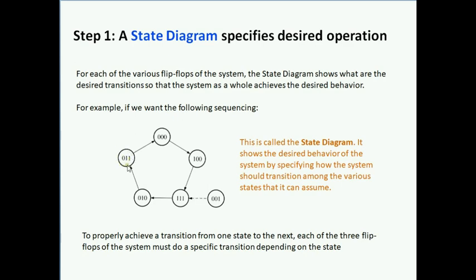Then from this state, in order to go to this state, flip-flop A should not change state, but flip-flop B as well as flip-flop C must change their outputs and go from ones to zeros. And of course, all of this has to be orchestrated so that if they must transition, they all transition at the same time, or at least in a coordinated way. So from here, both of these must transition. This one must not transition. That is a coordinated effect.